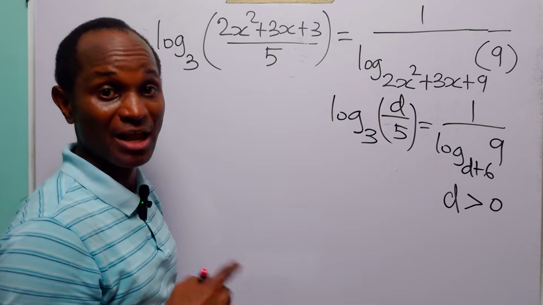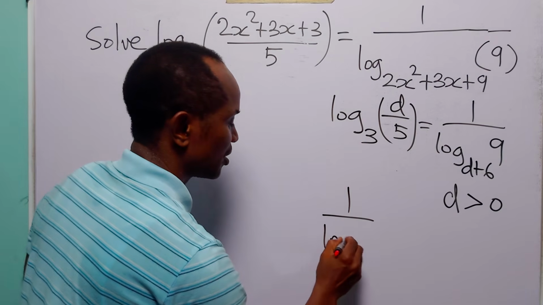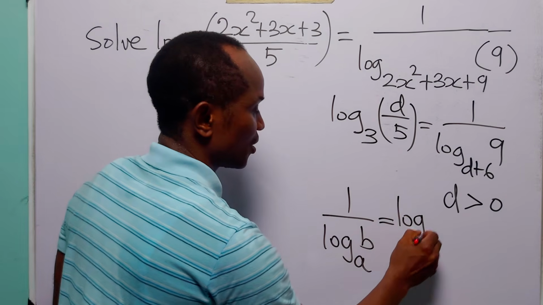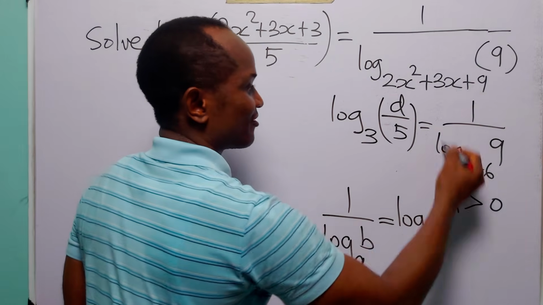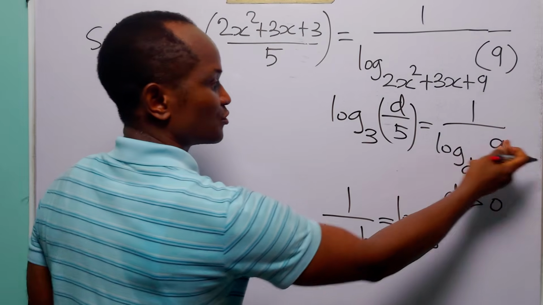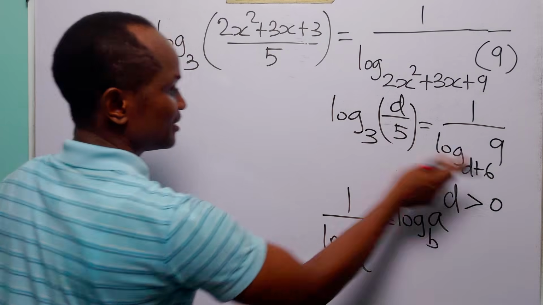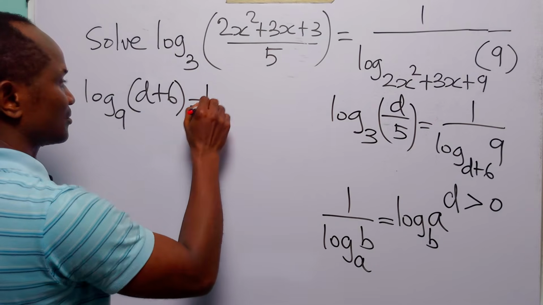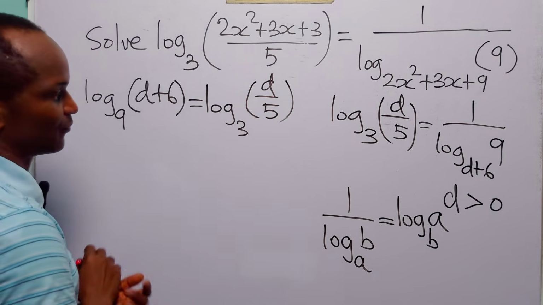Now to solve this equation, let us start with this term on the right hand side. From our change of base formula for logarithms, remember that 1 over log to base a of b is equal to log to base b of a. That means that we can write this term, that is 1 over log to base d plus 6 of 9, as log to base 9 of d plus 6. And of course, this is still equal to log to base 3 of d over 5.